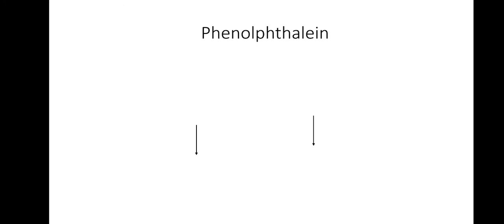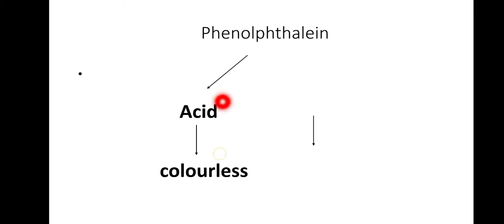Now the color of phenolphthalein in acidic and basic medium. Phenolphthalein gives no color in acidic medium. The color of phenolphthalein in acidic medium is colorless, but phenolphthalein gives pink color in basic medium. How can we identify acidic or basic solution with the help of phenolphthalein? Phenolphthalein is colorless in acidic medium, but gives pink color in basic medium.